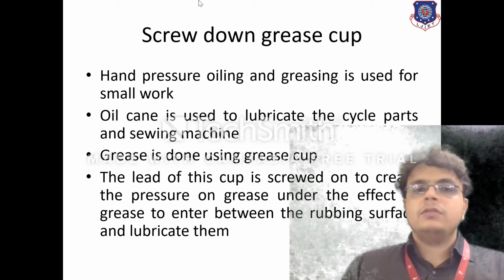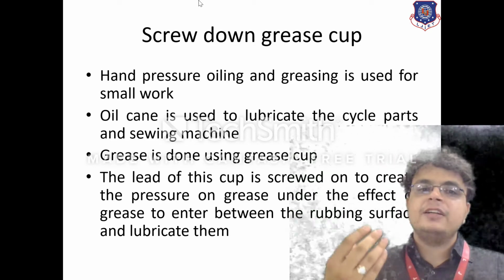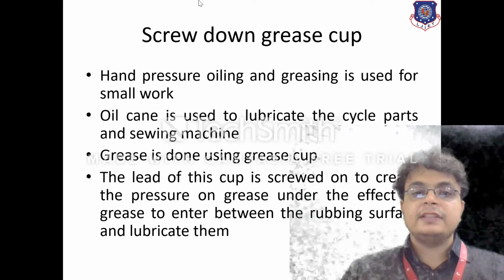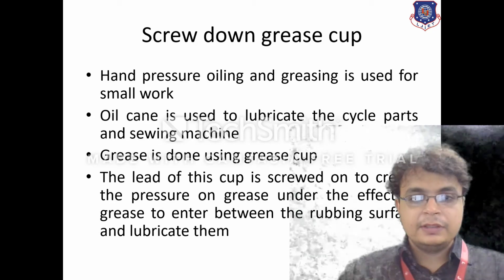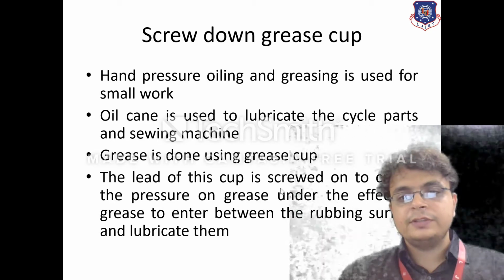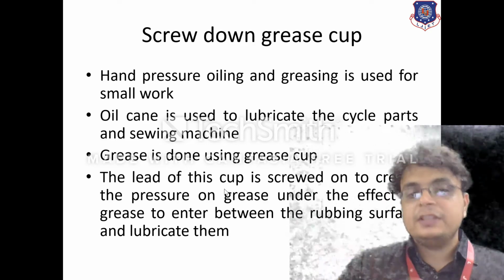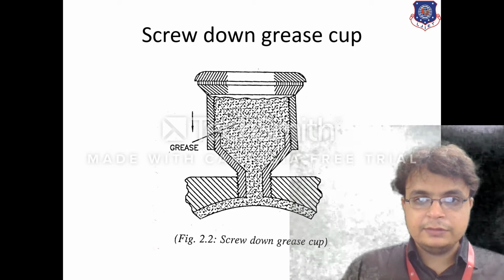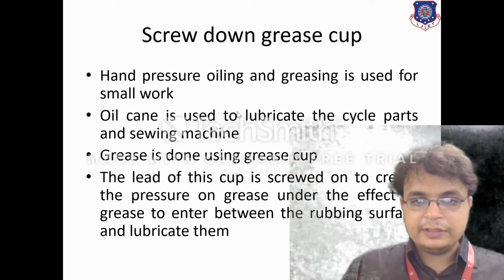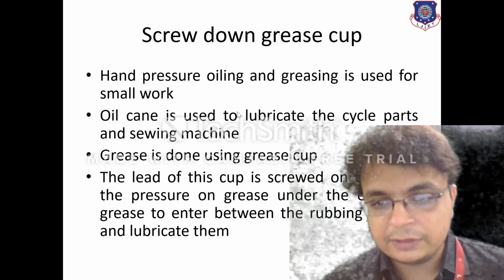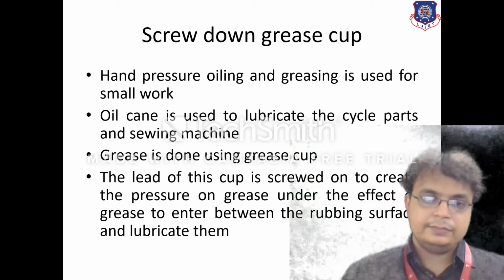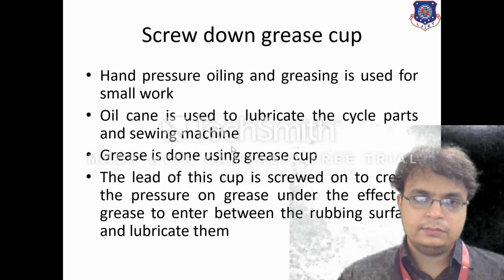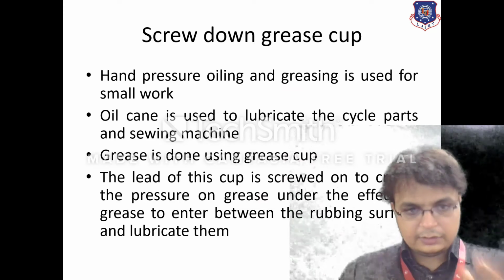Oil is used to lubricate cycle parts and sewing machines, and basically grease is used for lubricating the slide parts. Greasing is done using the grease cup. The lid of this cup is screwed on to create the pressure. Here we can see that the lid is being turned so that a pressure is created on the grease, forcing the grease to enter between the rubbing surfaces and lubricate them. So this is how the pressure is being created.